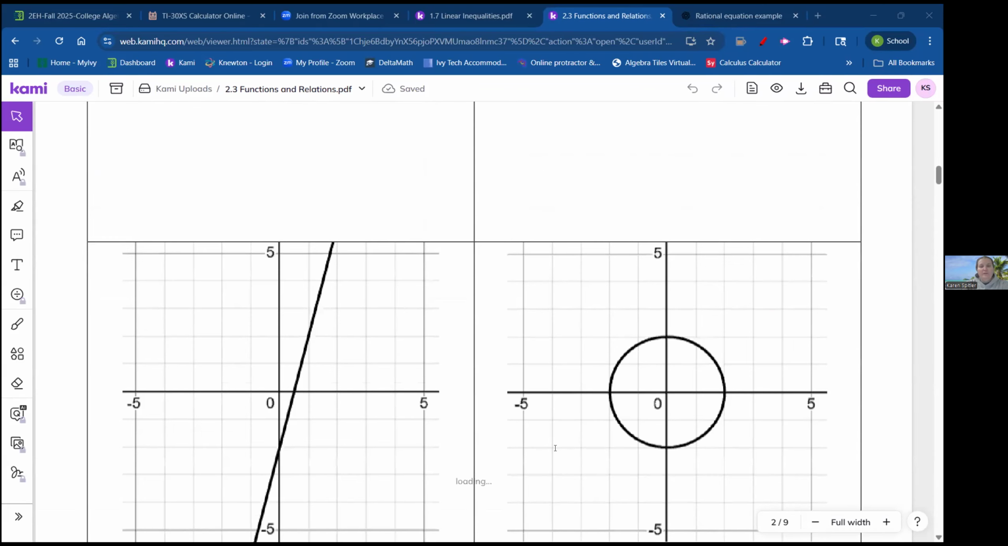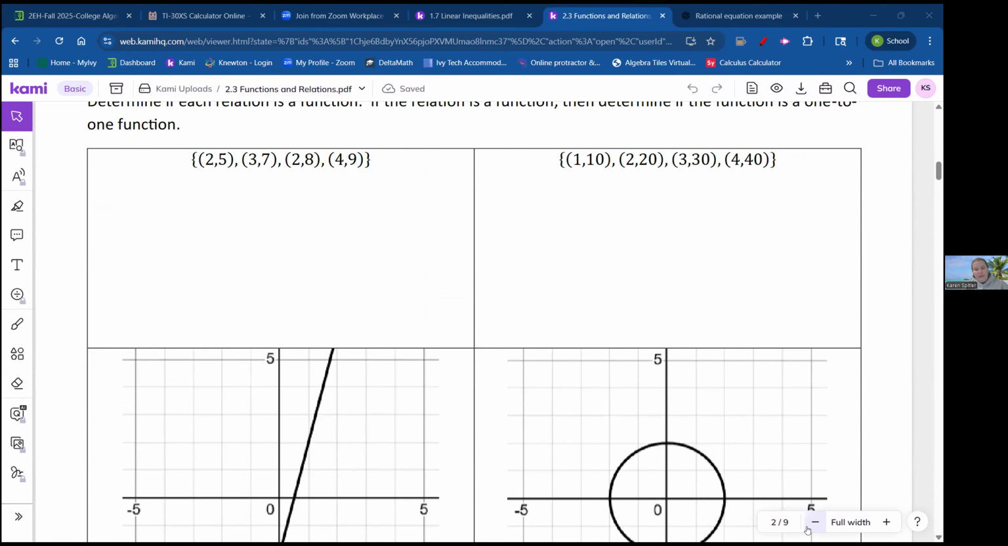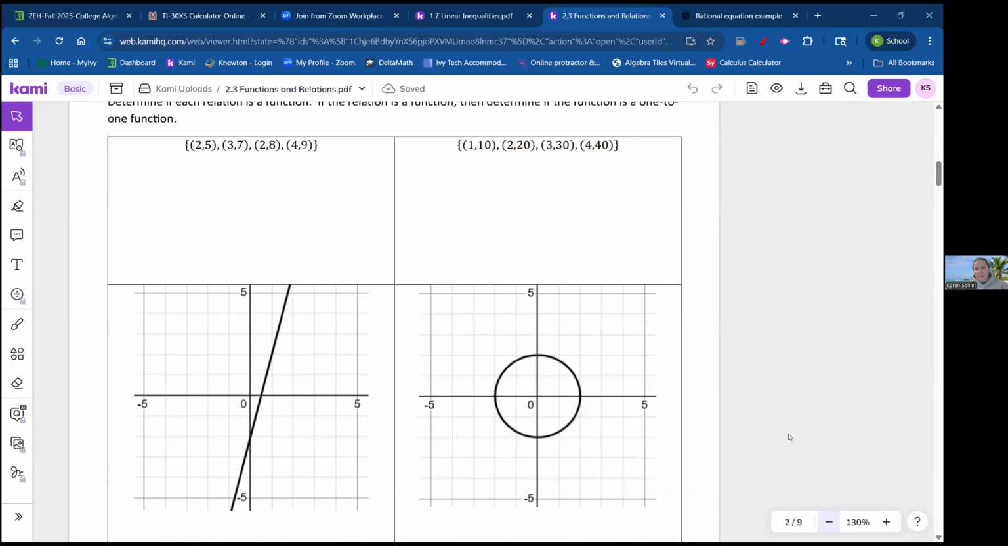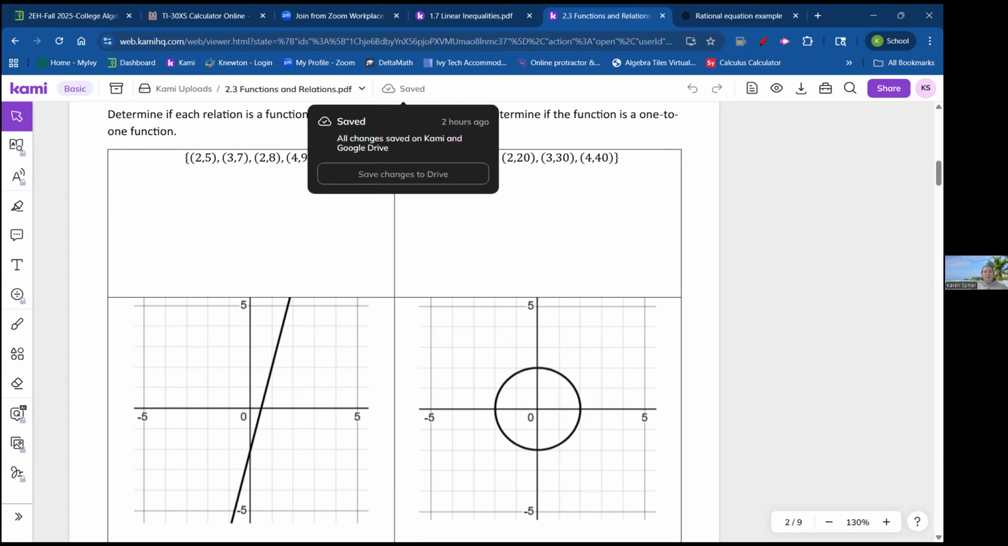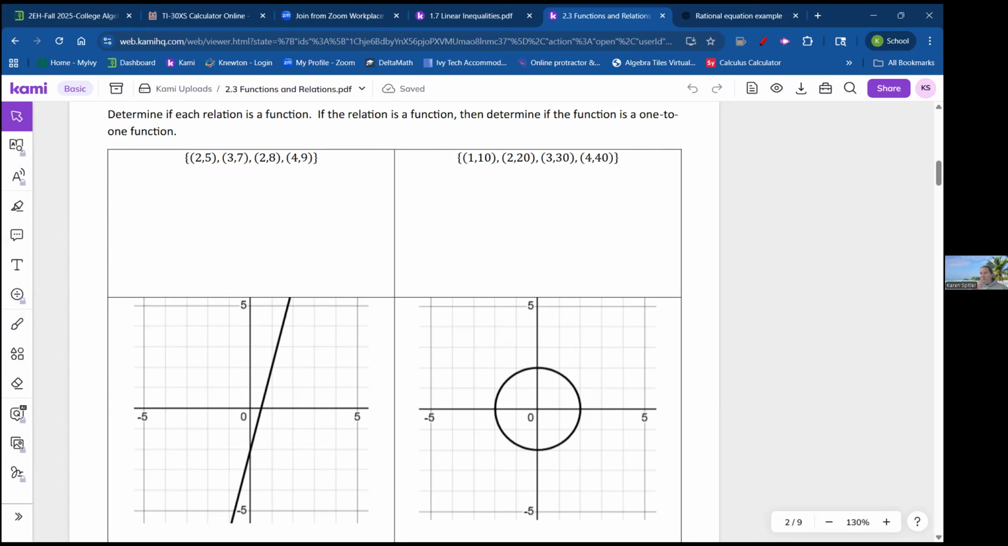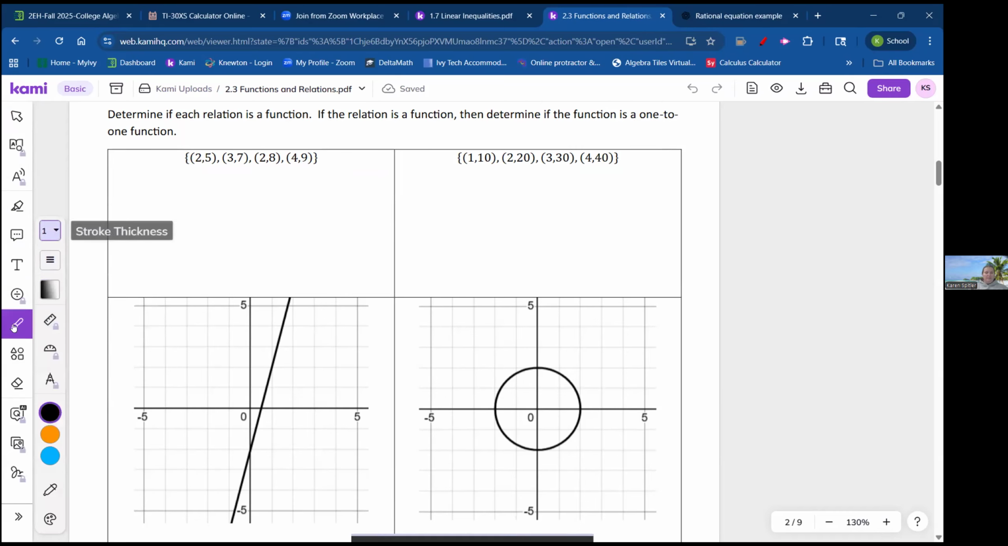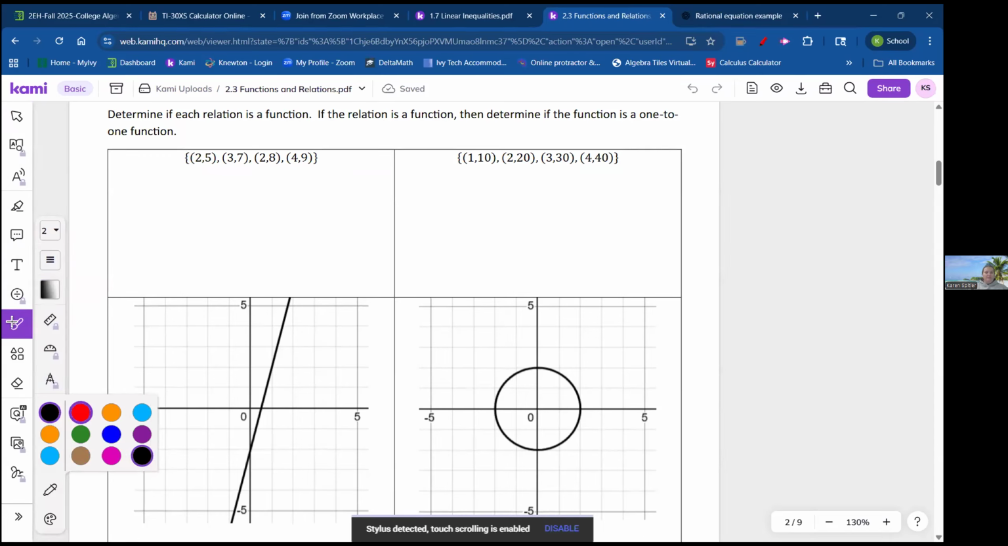Okay. So we got four little doohickeys here. Determine if each relation is a function. If the relation is a function, then determine if the function is a one-to-one function. Okay. So there's your four different things, right? Four different problems.